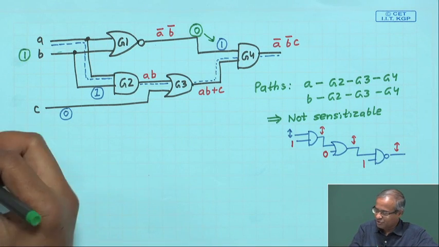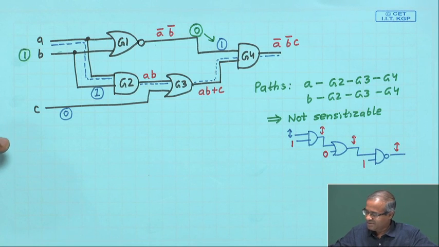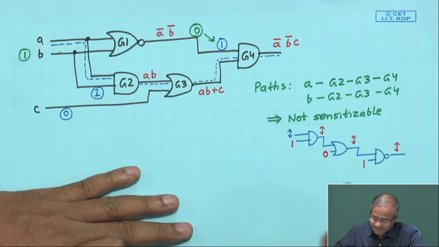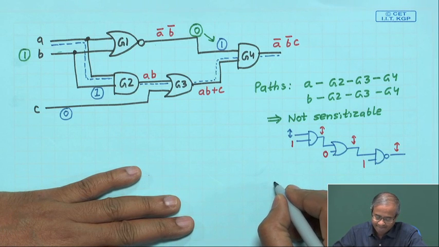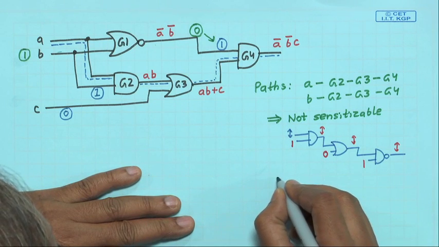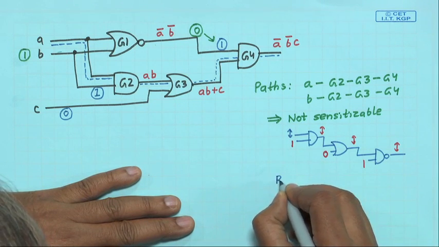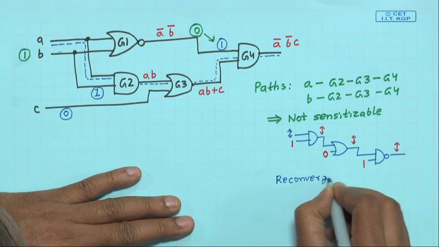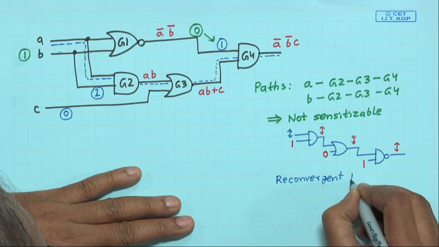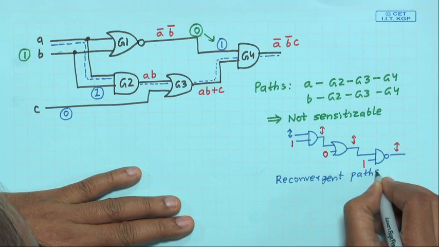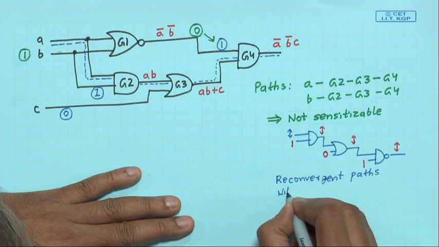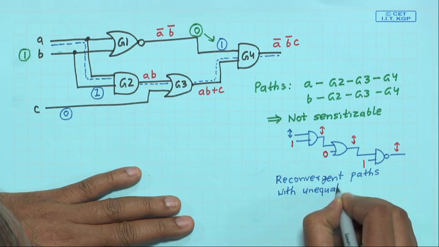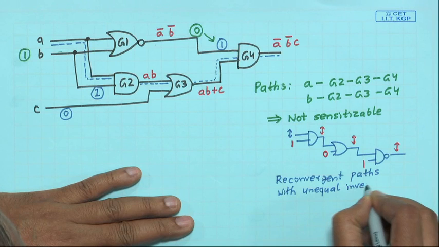This is actually true, just to tell you, for these circuits whenever you have something called reconvergent paths with unequal inversion parity.